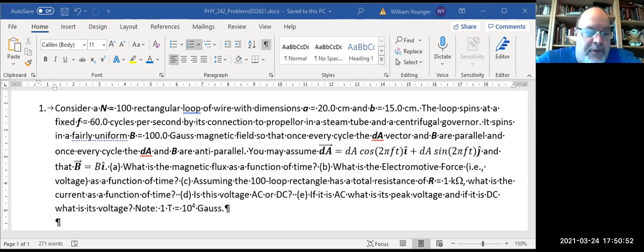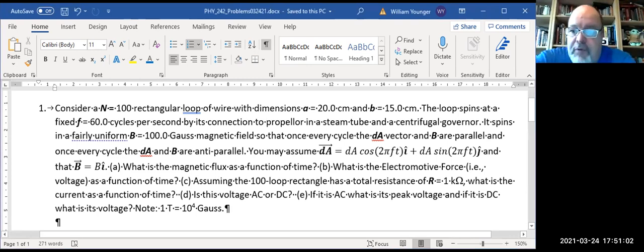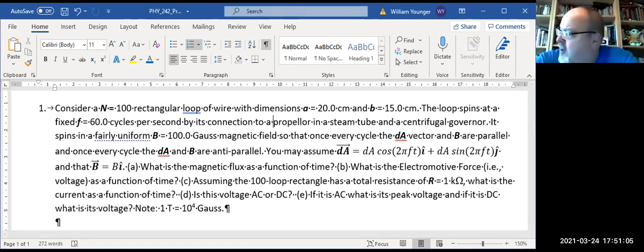The loop spins at a fixed 60 cycles per second by its connection to a propeller and a steam tube and a centrifugal governor. You might have seen these before in some old contraptions. There was a Wild Wild West type movie that Will Smith was in, with that steampunk thing going on, with some old-timey devices. Basically, when you see a ring of metal that's spinning with little balls on it, when it tries to go too fast, the balls swing out too far and slow it down. When it tries to go too slow, the balls go back in, and that makes it less force. By doing that, you can make a governor to maintain that constant 60 cycles per second.